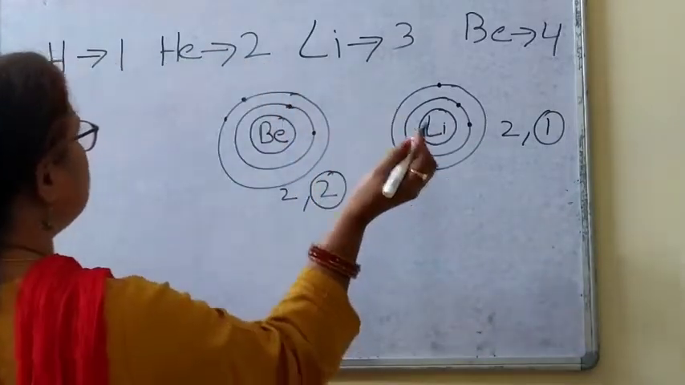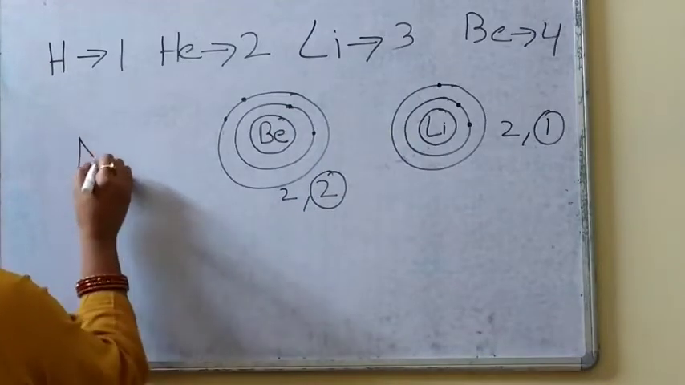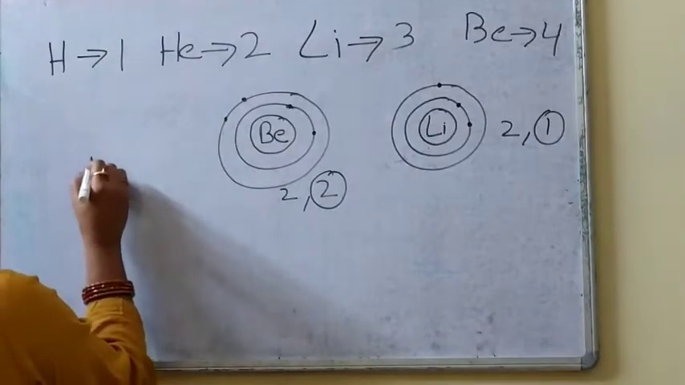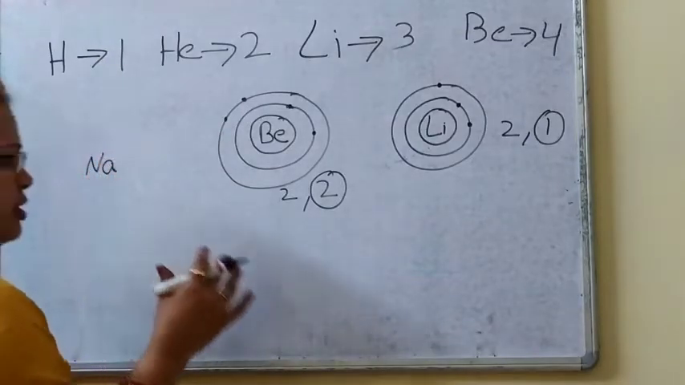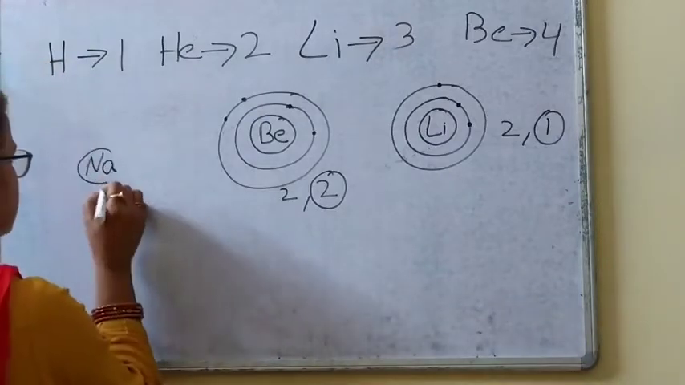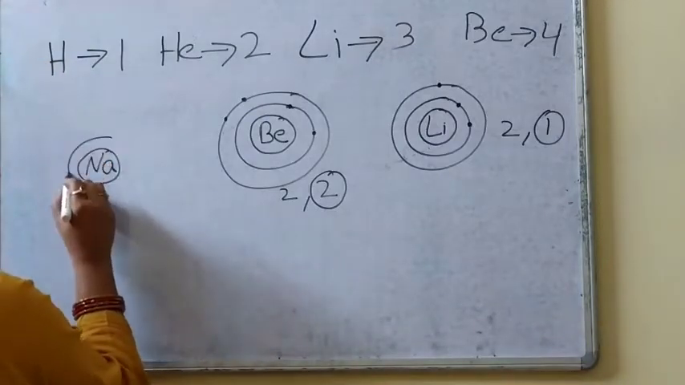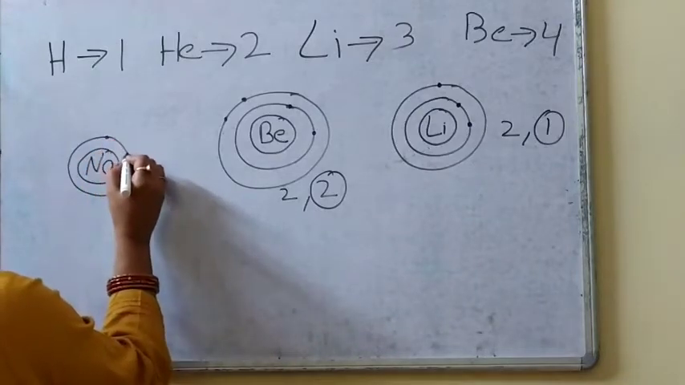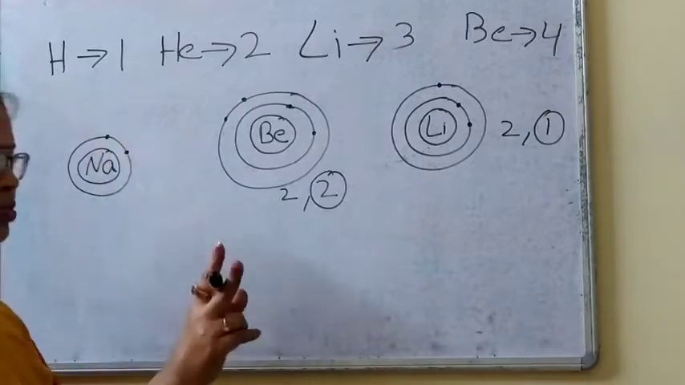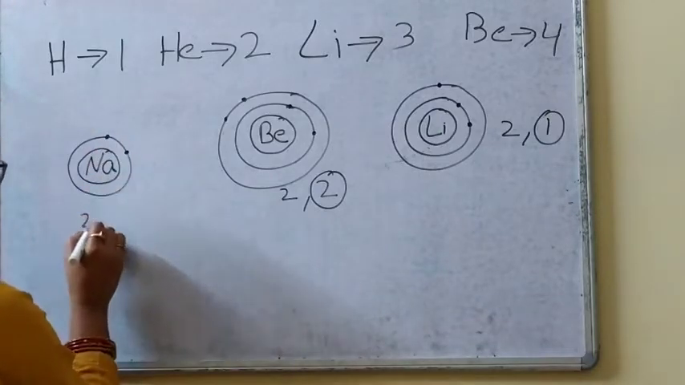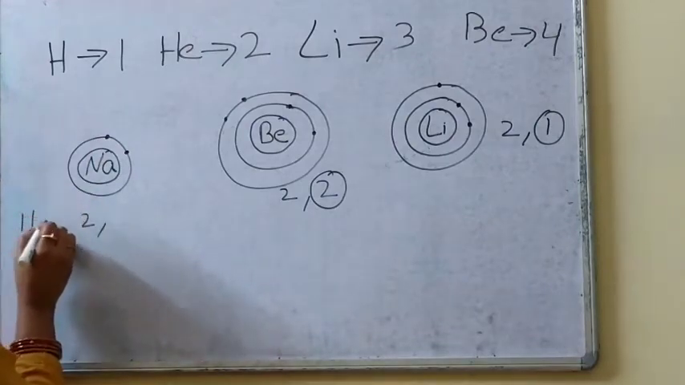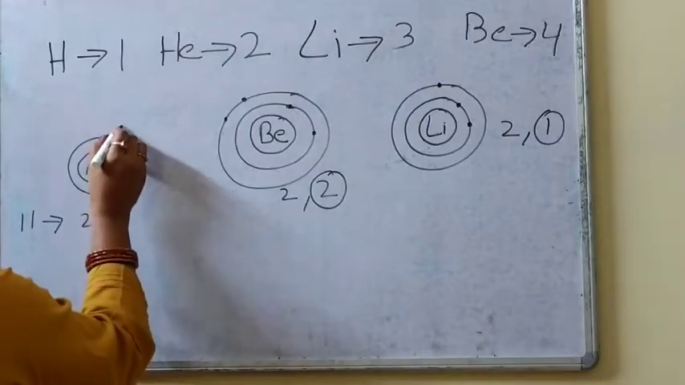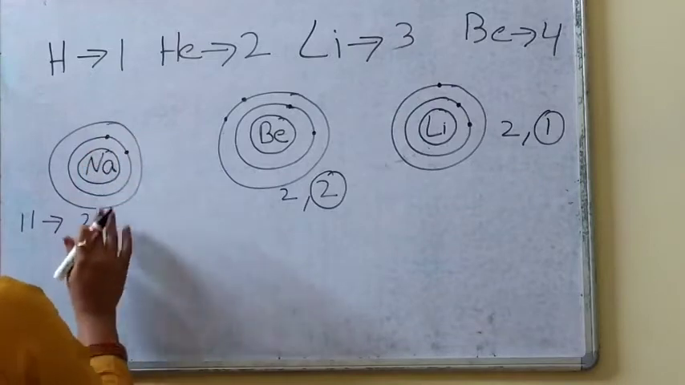Next, take another example like sodium. The atomic number of sodium is 11. Clear? You have to learn this. This is the nucleus of sodium, then this is the first orbit. Always remember, the first orbit gets satisfied with how many electrons? 2 electrons. So 2 we have written. What is the atomic number of sodium? 11. So I have written 2 here. Now how many are left? How many electrons should the second orbit have?